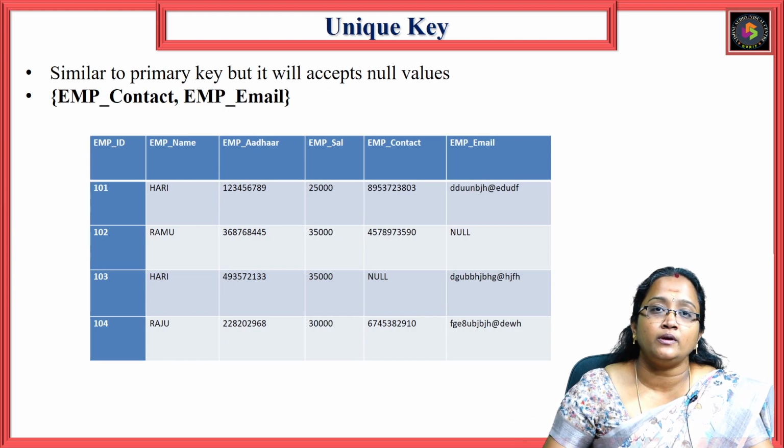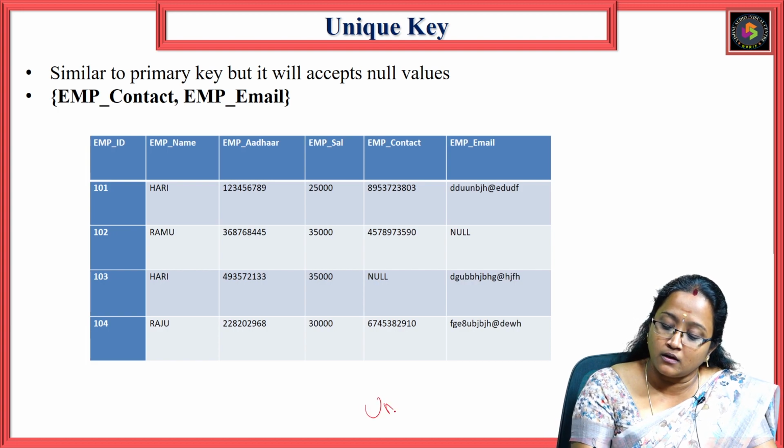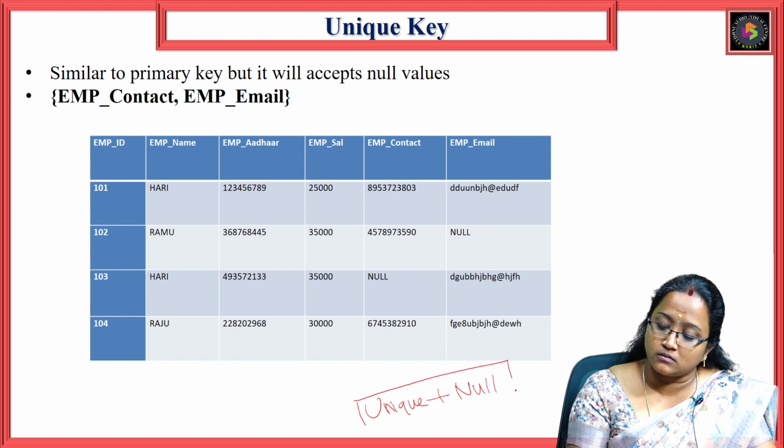Next one is unique key. Unique key is unique, but it can accept null values. It will accept null values.